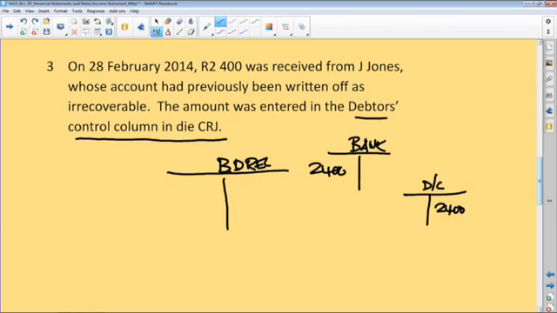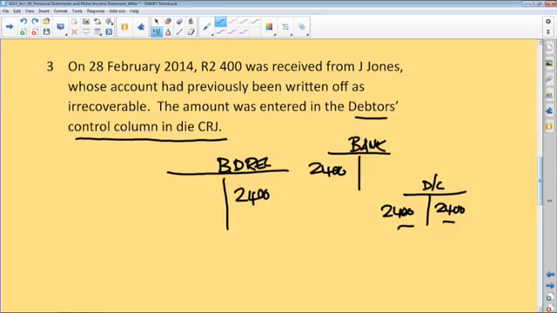Let's correct the error. Double entry, a debit to debtors control to the amount of 2,400 to do what? To cancel that entry. At the same time, you would now credit the correct account, which is bad debts recovered, and the amount is 2,400. What's my contra entry?